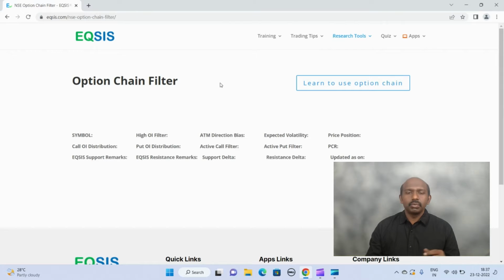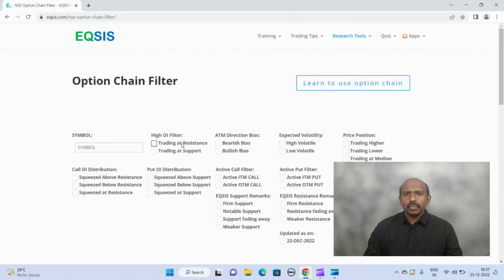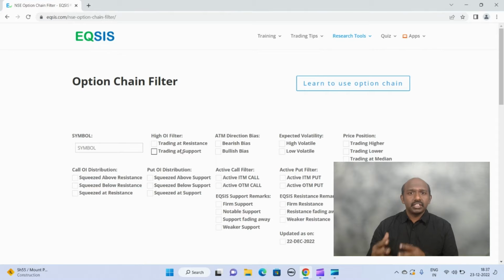The moment you get into this option chain analysis, it looks like a simple filter, but this particular filter can get you access to all derivative stocks, and it crunches so many data points and makes them very meaningful. I can tell you the power of EQSIS's option chain filter.